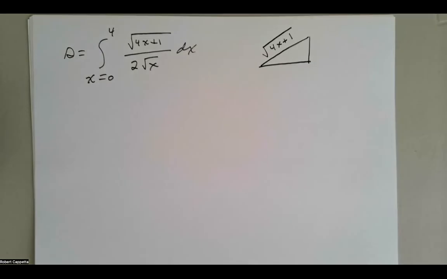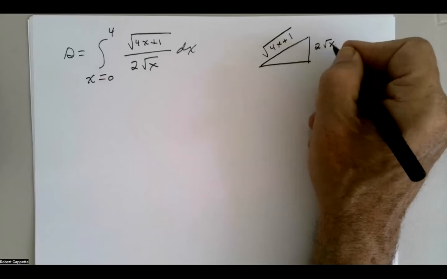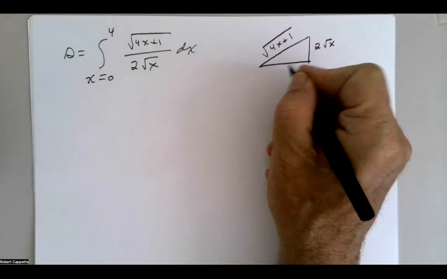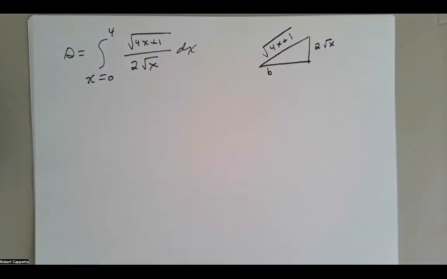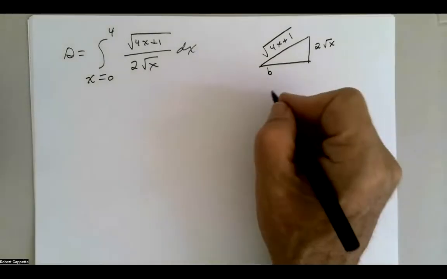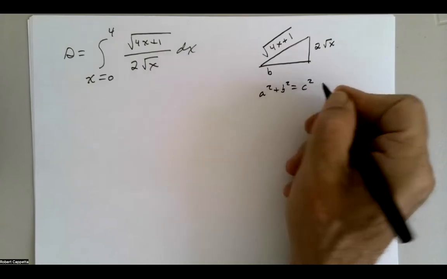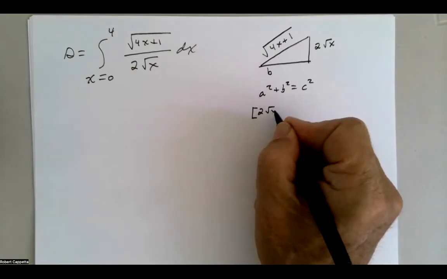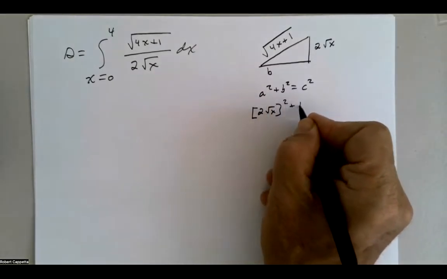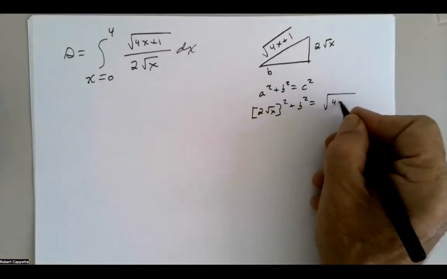A squared plus b squared. So I'm going to put 2 root x here. We'll call this a or b, whatever you want to call it. And I'll call it b, I guess. And we're going to say a squared plus b squared equals c squared as we try to make sense of this triangle. A squared plus b squared is c squared. 2 root x squared plus b squared equals root 4x plus 1 squared.